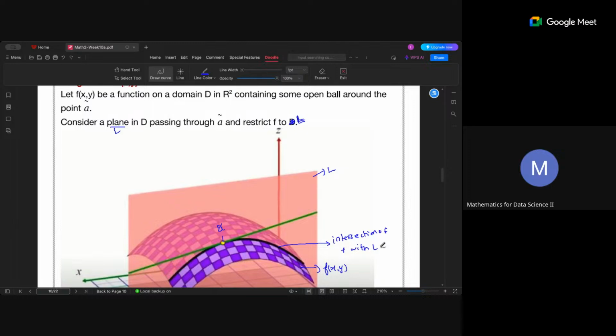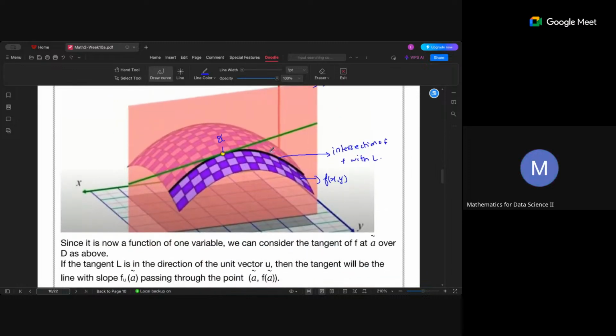So now when you are restricting your function to a plane, your function of two variables becomes a function of one variable, right? Now because you just have one simple curve, correct? Yes, ma'am. So now you can just look at it as a usual one variable curve and see what is meant by a tangent at that point, correct? Yes. Okay.